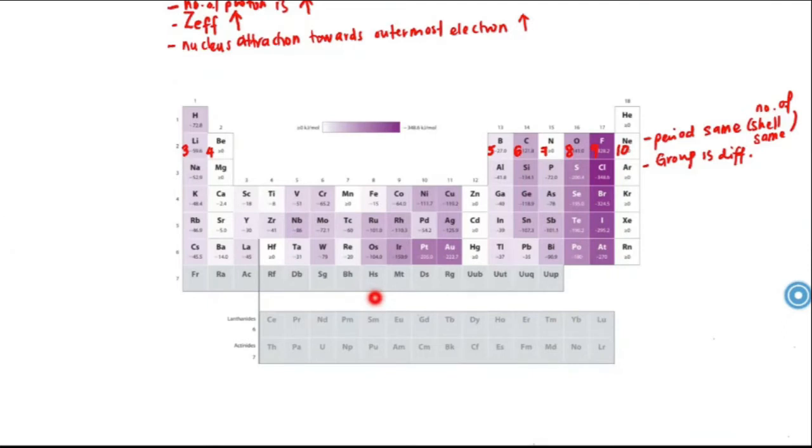So how about size? When you have stronger nucleus attraction, what happens to your electron? Is it further from the nucleus or nearer to the nucleus? Nearer to the nucleus. Can you imagine, when your electron is getting nearer to the nucleus, what happens to the size of the atom? Decrease. So from left to right in the periodic table, the size of the atom will decrease. For period 2, the biggest atom is lithium and the smallest atom is neon.